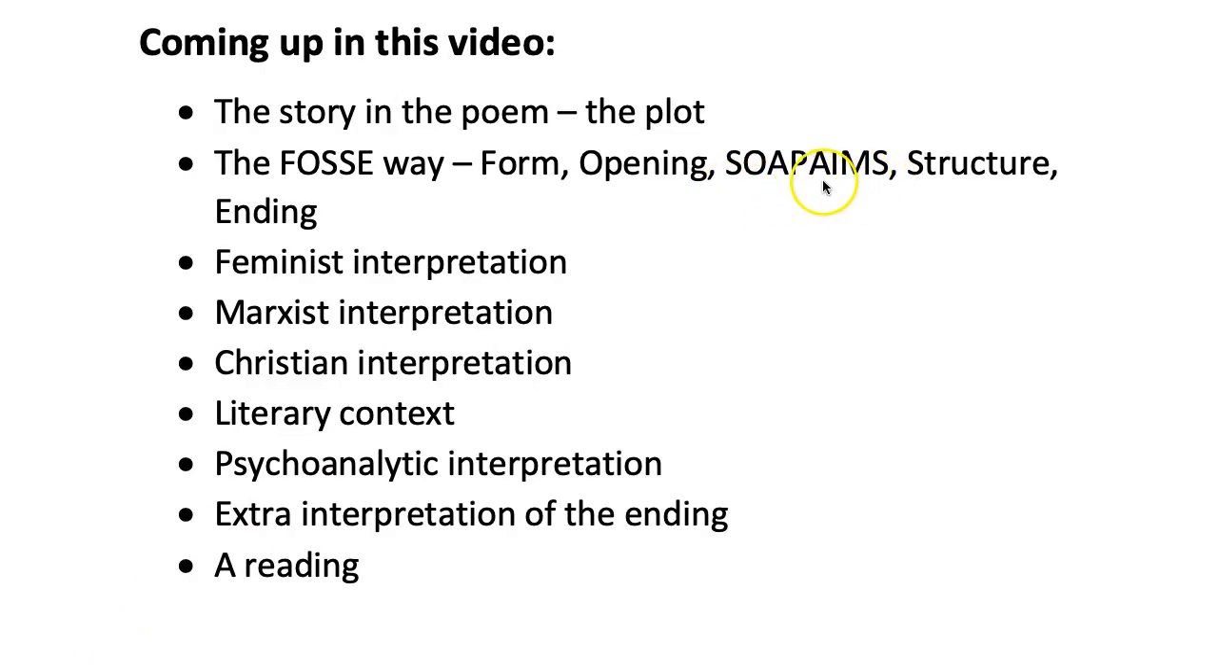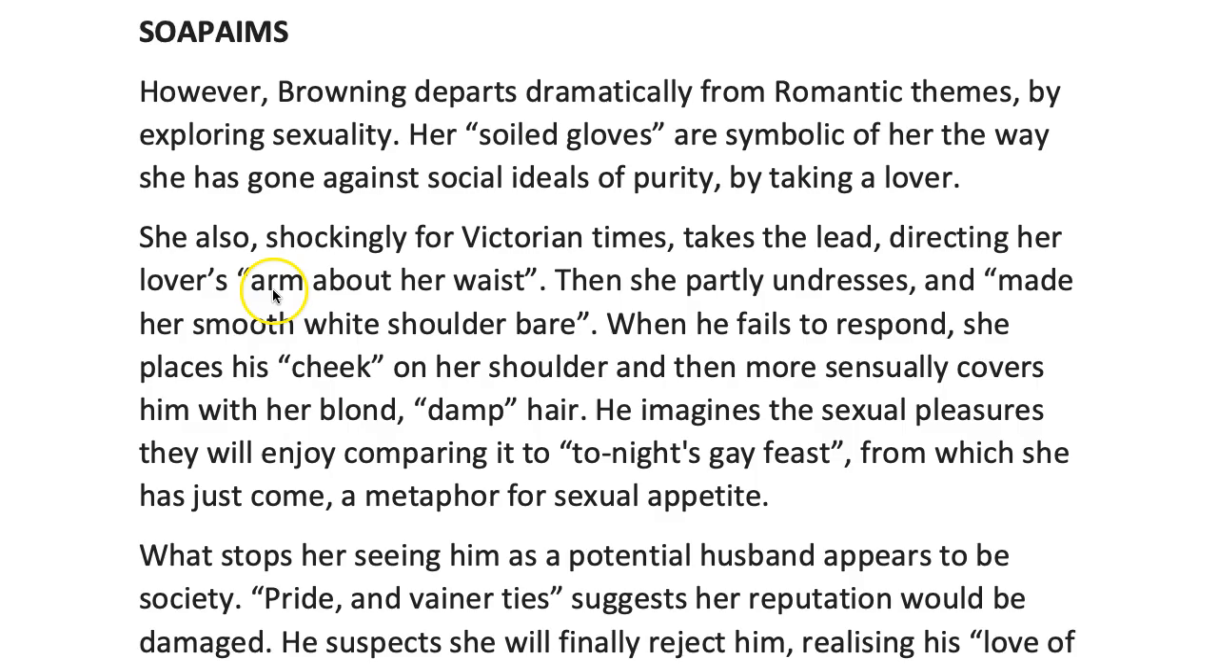Okay, my next task is to write about language features, which I have with this acronym SOAP-AIMS. Simile, onomatopoeia, alliteration, personification, adverbs, imagery, metaphor, and the senses. Now, I'm just using that to remind you it's language features. You don't have to use any of those, and there are often far better ones. Okay, so Browning departs dramatically from those kinds of romantic scenes by exploring her sexuality. So he focuses on her soiled gloves, and this word soiled makes it symbolic of her and the way she has gone against the social ideas of purity by taking a lover.